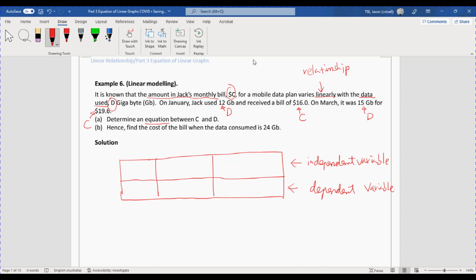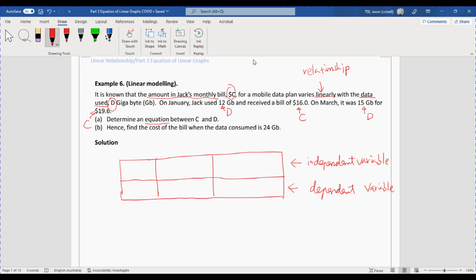So what's the difference between independent variable and dependent variable? Some of you have learned science, so you should understand. Normally, dependent variable depends on independent variable. It is a kind of strange explanation. You can think like if I say the amount in the monthly bill C depends on the amount of data used, that sounds quite good, right? But if you reverse it, you say the amount of data used depends on the bill. It sounds a bit weird.